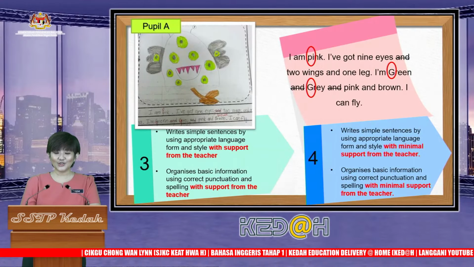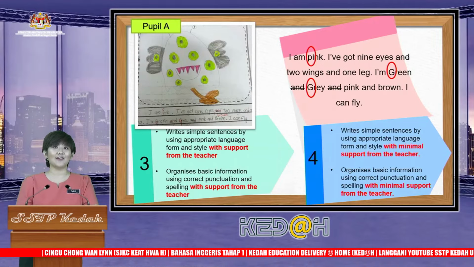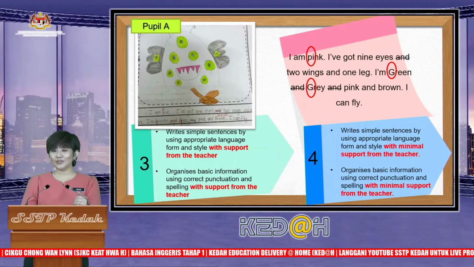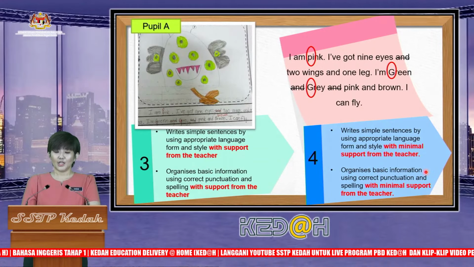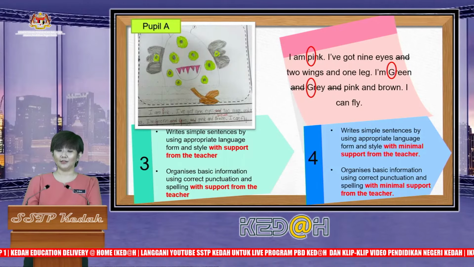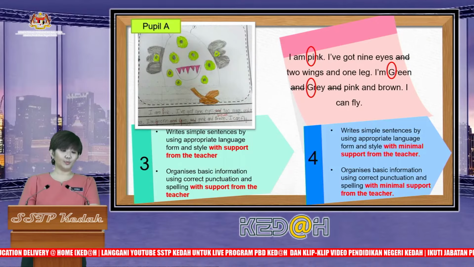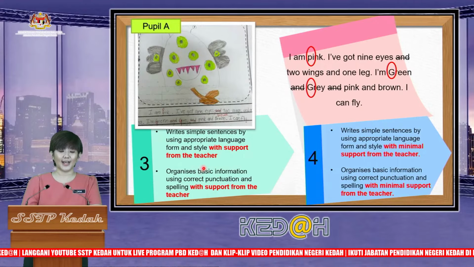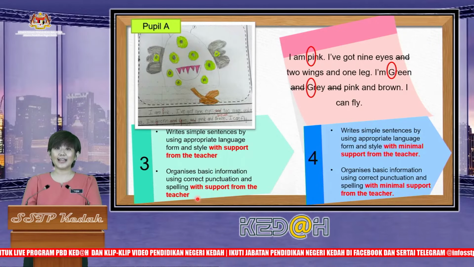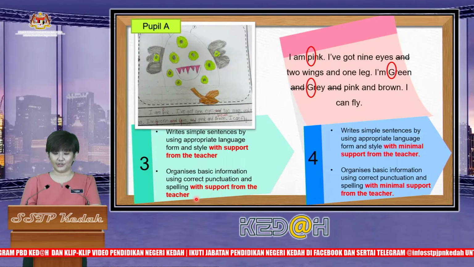Now, let's look at some of the work my pupils have produced. Here, I will try to assess their work against the Performance Standard Guide for Writing, which I've taken from the DSKP. The descriptors for writing skills for Performance Level 3 or PL3 are: the pupils can write simple sentences by using appropriate language, form, and style with support from the teacher. They can also organize basic information using correct punctuation and spelling with support from the teacher.